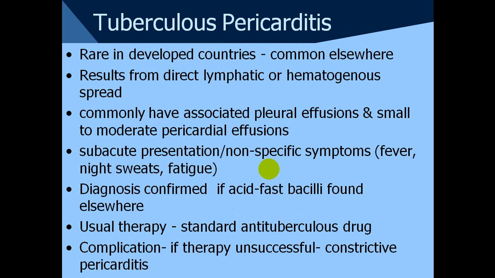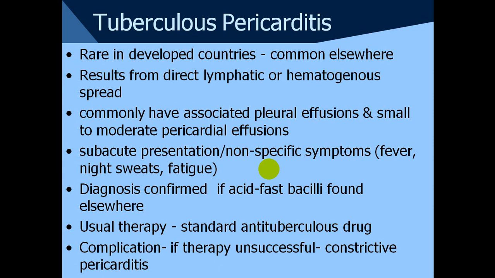TB pericarditis is rare in developed countries. It is common elsewhere, resulting from direct lymphatic or hematogenous spread. It is commonly associated with a pleural effusion and/or a small to moderate pericardial effusion, or it can cause tamponade too. Subacute presentation with non-specific symptoms: fever, night sweats, and fatigue. Diagnosis is confirmed if acid-fast bacilli are found elsewhere.